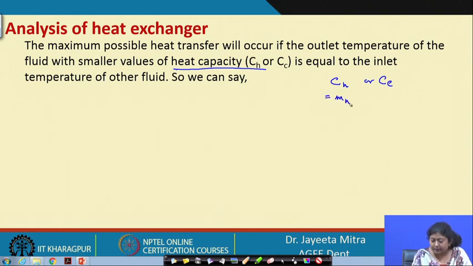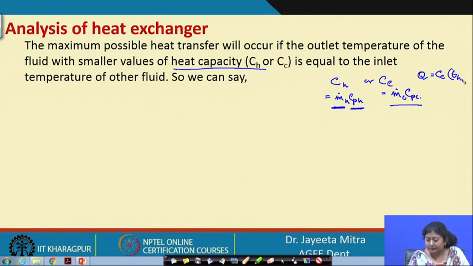Ch or Cc is respectively the heat capacity of the hot fluid and the cold fluid. So, this is equal to m_h dot into Cp_h, and this is equal to m_c dot into Cp_c. Now, if the flow rate of the hot fluid is less, or if the specific heat, that is the heat required to increase per unit temperature for that particular fluid, is lower, this will be lower, and similar is the case of the cold fluid. So, if either Ch or Cc is low, that means the maximum heat transfer.